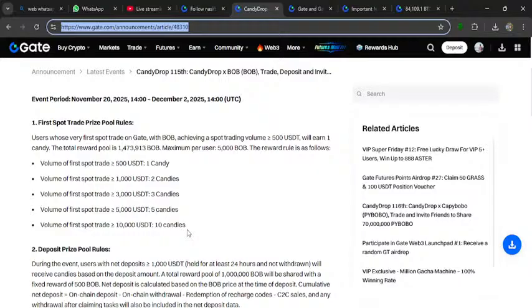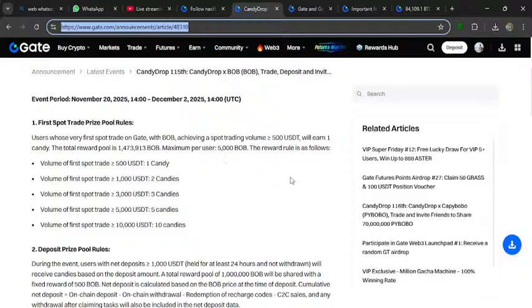Event period: November 20, 2025 to December 2025. Now the first one, the fast spot trade prize pool rules: users who trade spot on Gate with Bob, achieving a spot trading volume of 500 USDT, will earn one candy. The total reward pool is 1,473,913 Bob, maximum 5,000 Bob per user.